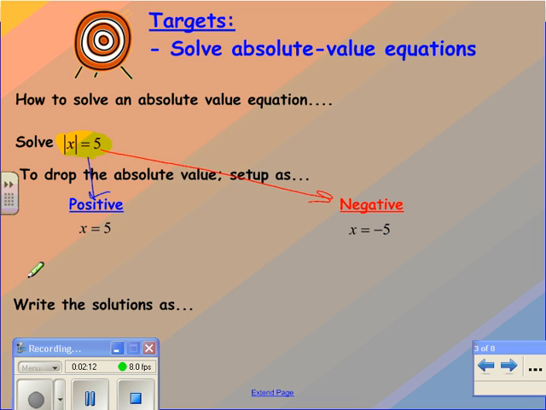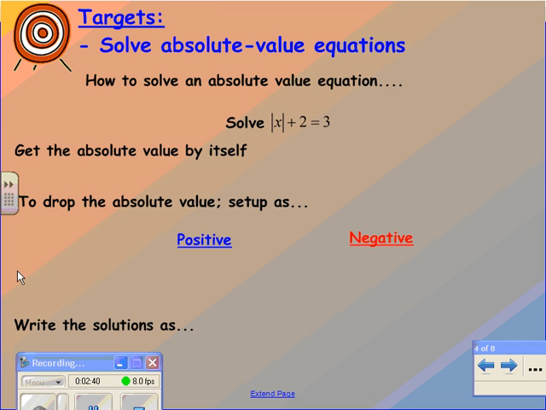So those are my two solutions, and if I write those out, my answer is going to look like this. I'm going to say x is equal to plus or minus 5. And that would be my answer to both of those. If I plug in positive 5 and take the absolute value of that, I get 5. If I plug in -5 in for x and take the absolute value of that, I get 5.